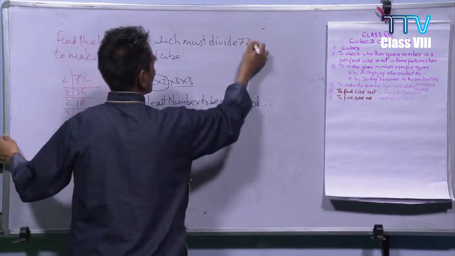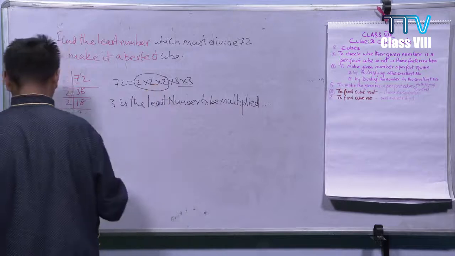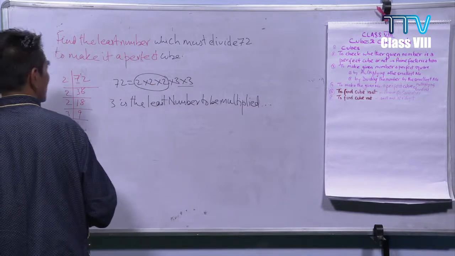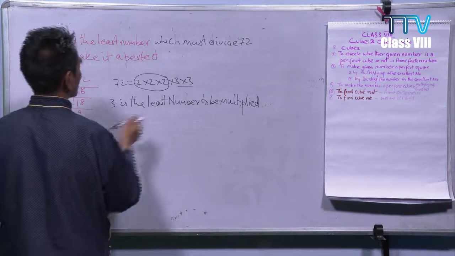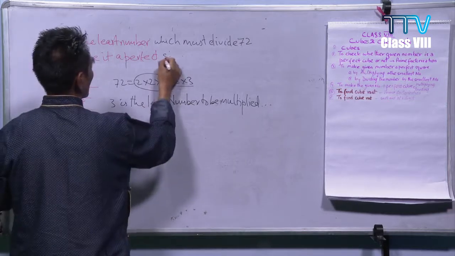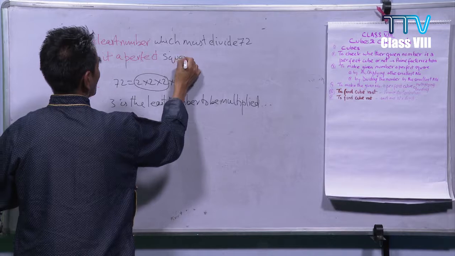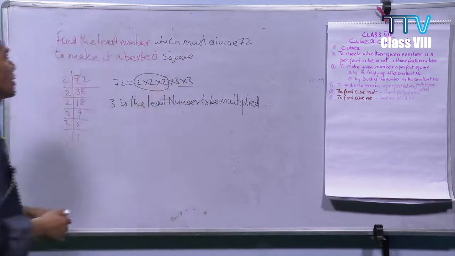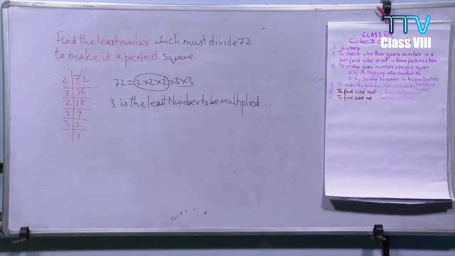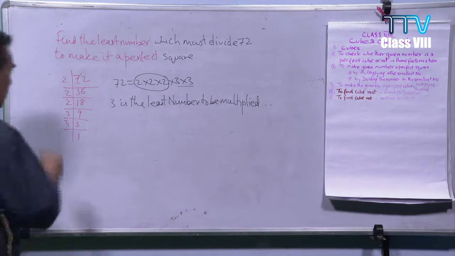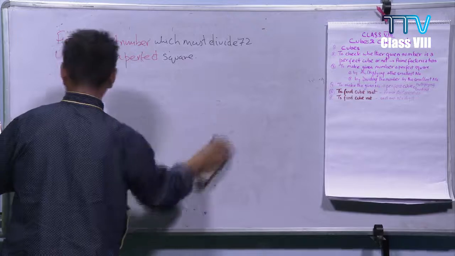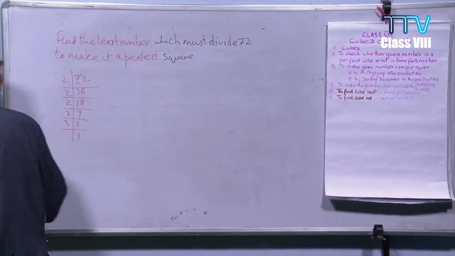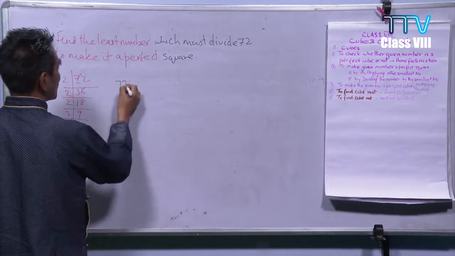Divide 72 to make it a perfect square. Divide 72 so as to get a perfect square. Perfect square, so long as small as possible. Divide the square, 72.